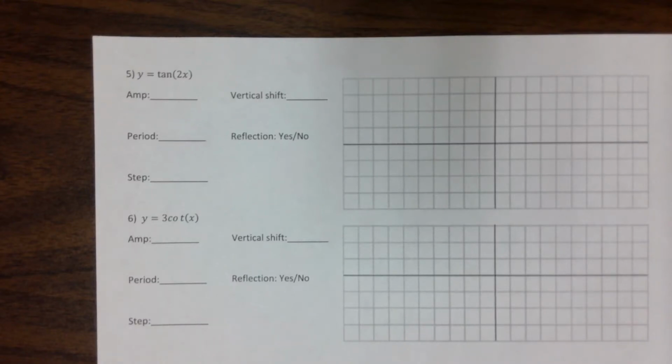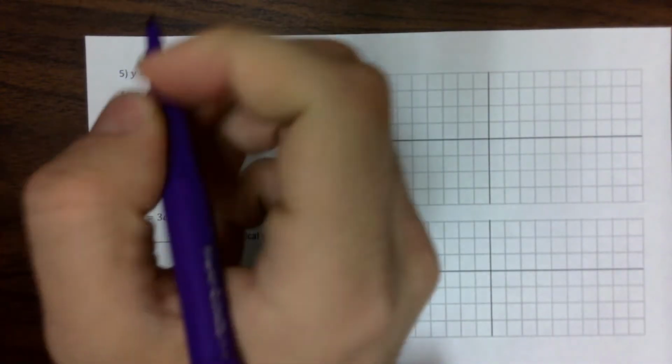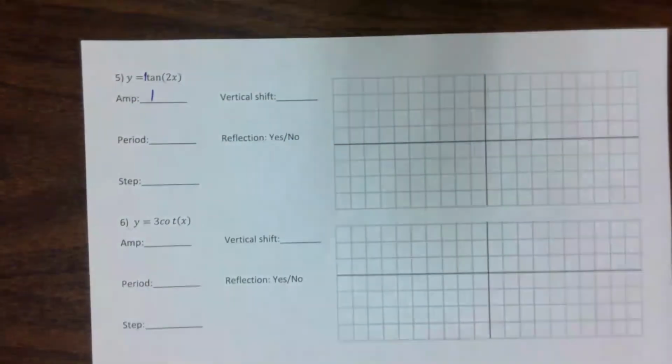We are now going to look at graphing tangent. We have the equation y equals tangent of 2x. So let's pull out our information as always. There's no number in front, so we assume it's a 1, and that amplitude is going to be 1.